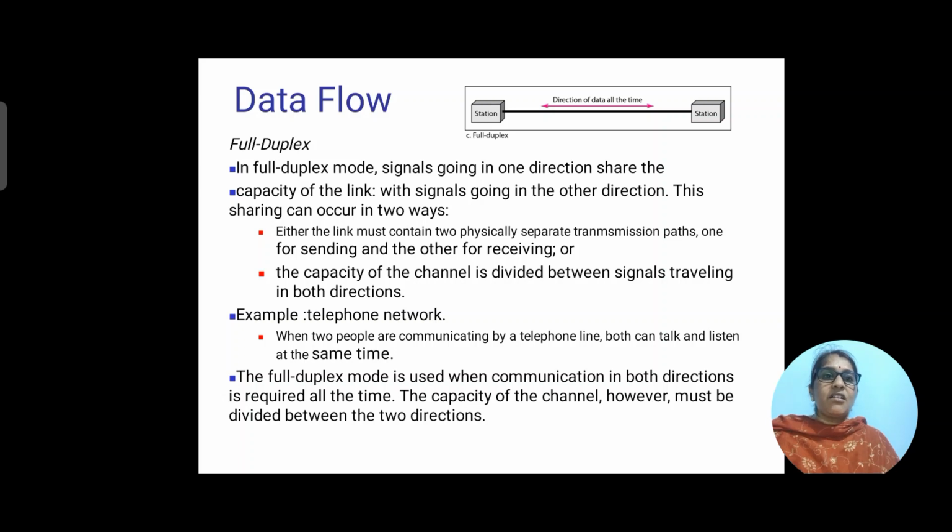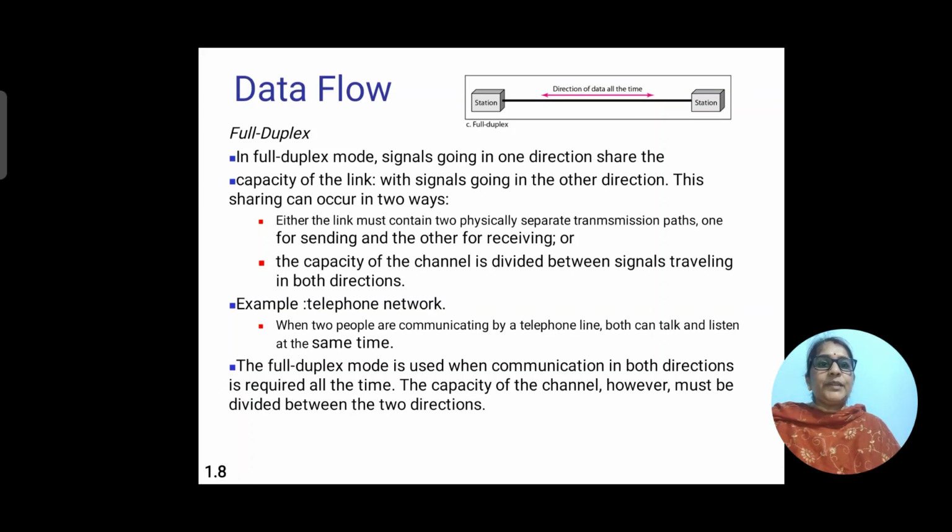This sharing occurs in two ways. Either the link must contain two physically separate transmission paths, one for sending and the other for receiving, or the capacity of the channel is divided between signals traveling in both directions. Full duplex is used when communication in both directions is required all the time. The capacity of the channel, however, must be divided between the two directions.